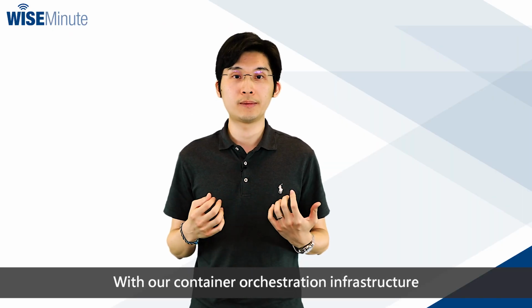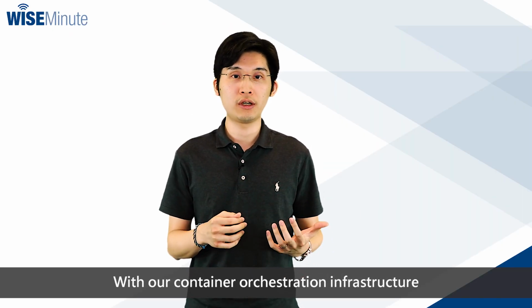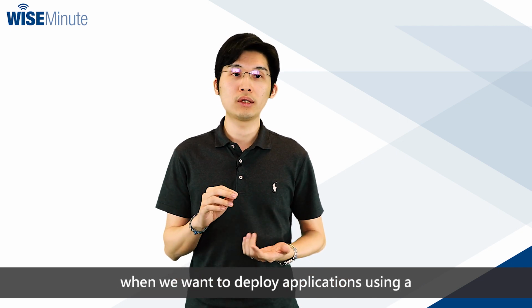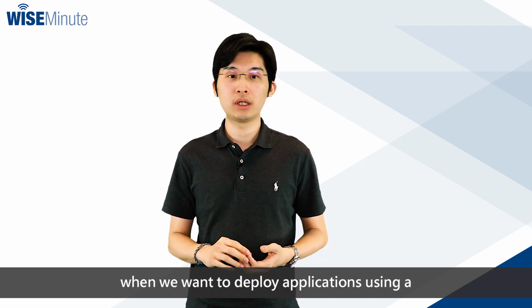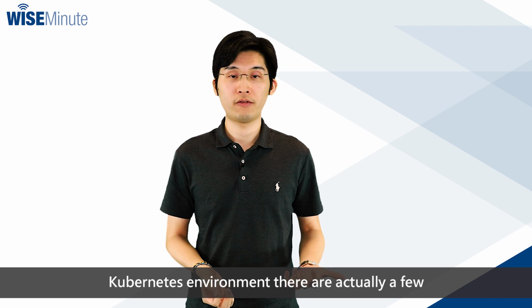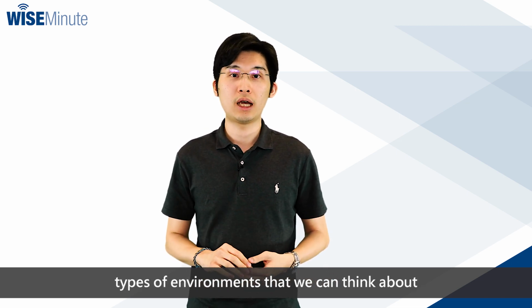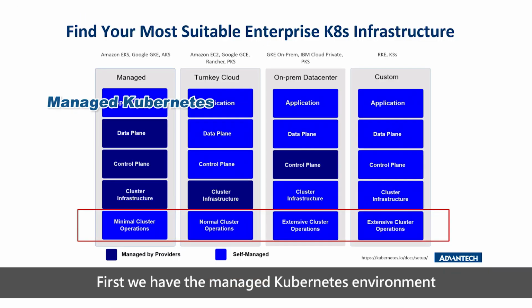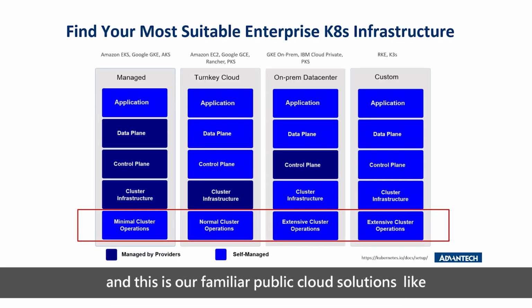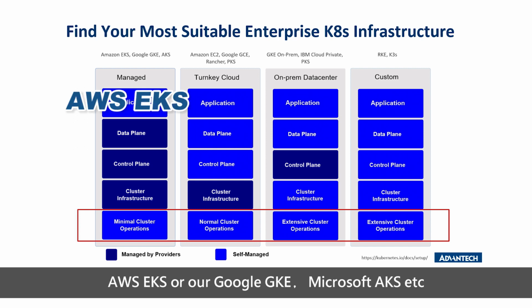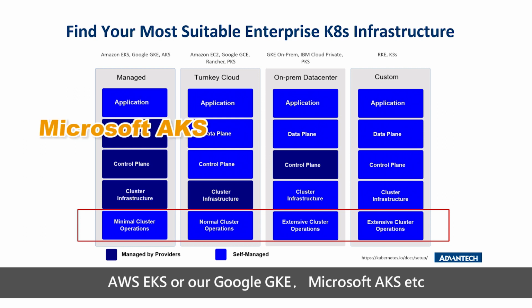With our container orchestration infrastructure, when we want to deploy applications using a Kubernetes environment, there are actually a few types of environments that we can think about. First, we have the managed Kubernetes environment, and these are our familiar public cloud solutions like AWS EKS, Google GKE, Microsoft AKS, etc.